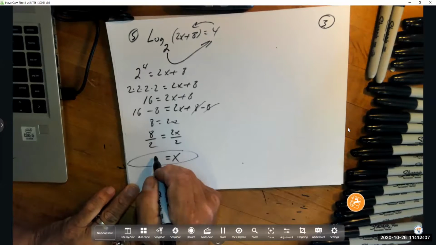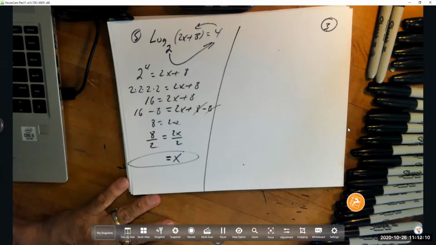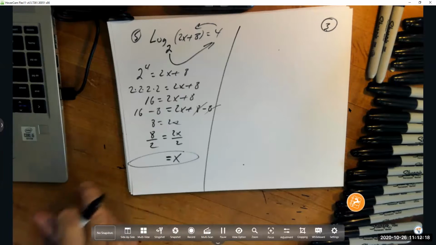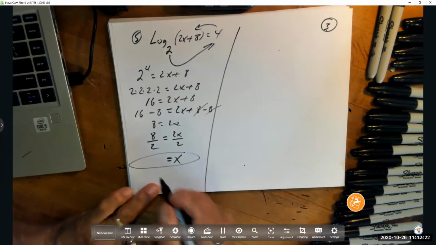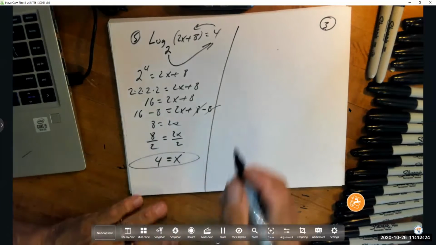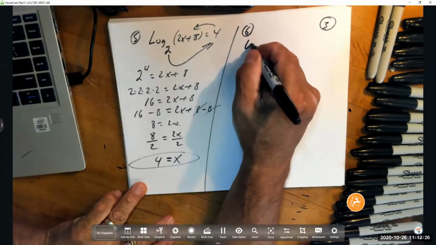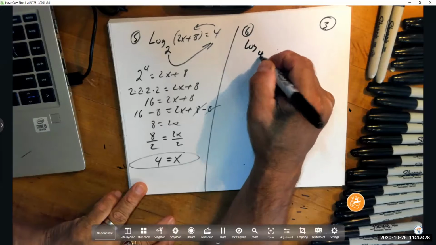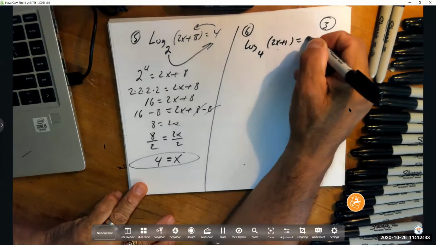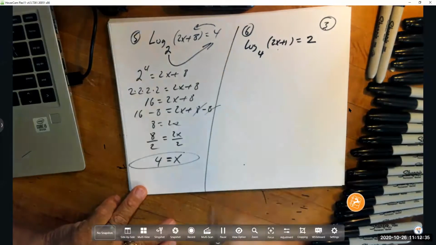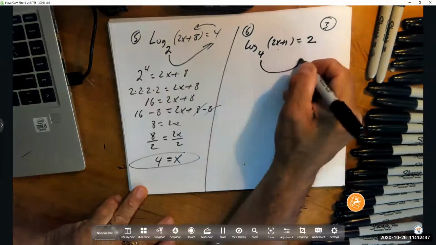Do the calculator. The number's too big. 8 divided by 2. What'd y'all get? 4. There you go. I'll do another one. This is log base 4 of 2x plus 1 equals 2, I don't know, 2 power or something. So 4 to the 2 is this answer.